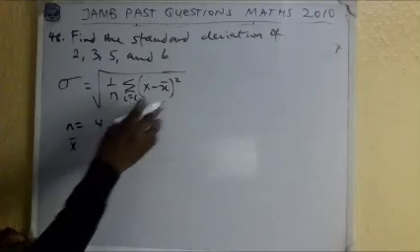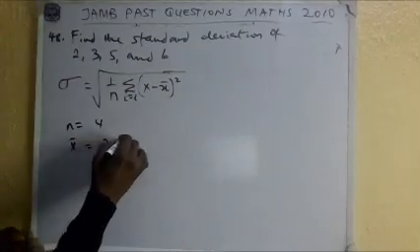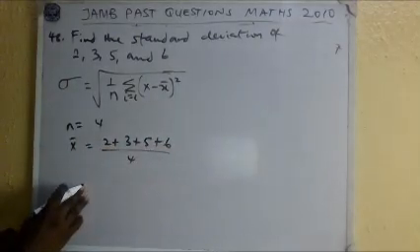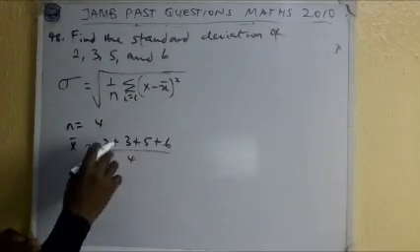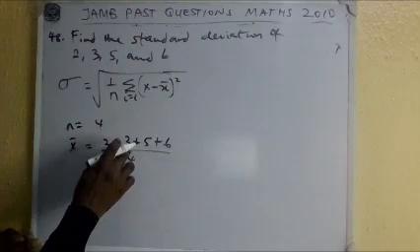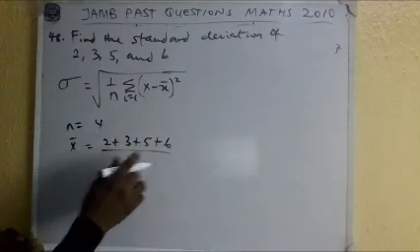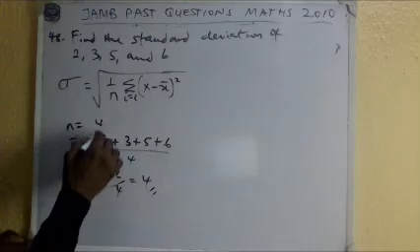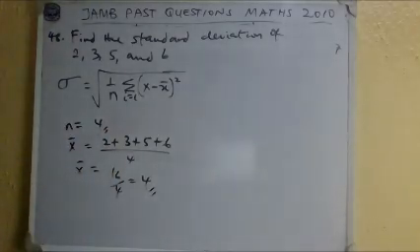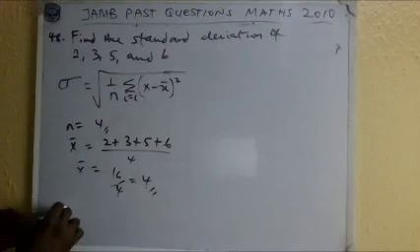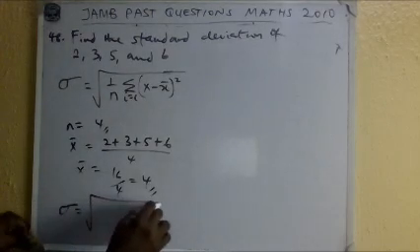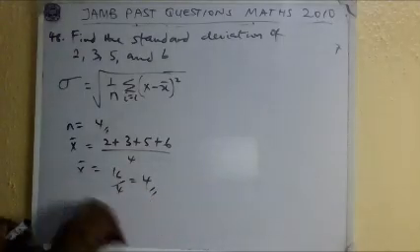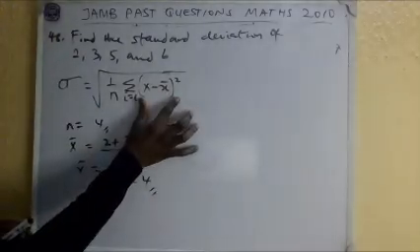The mean is what? 2 plus 3 plus 5 plus 6 over 4. 2 plus 3 is 5. 5 plus 5 is 10. 10 plus 6 is 16. So mean is equal to 16 over 4. Mean is equal to 4. So I have mean as 4 and the number of terms as 4. So to get the standard deviation, I put my big bracket. Okay, before I go ahead, I want to get this component, see, I want to get this component and square it from now.